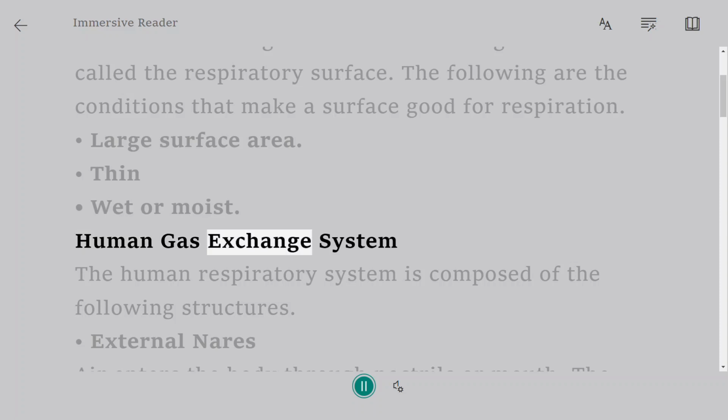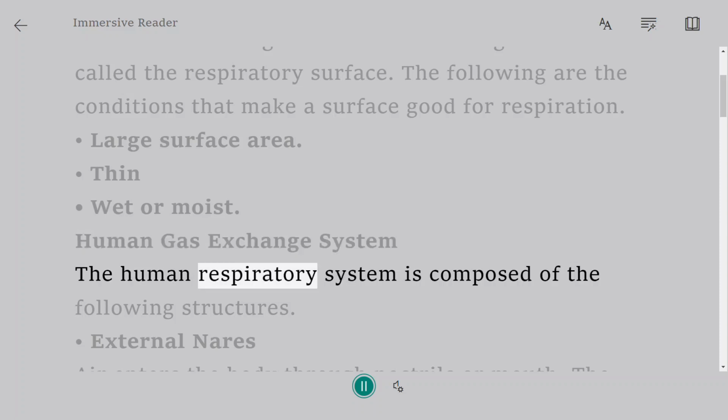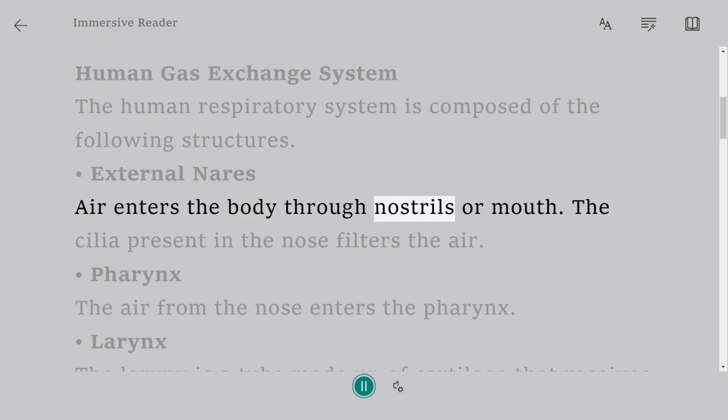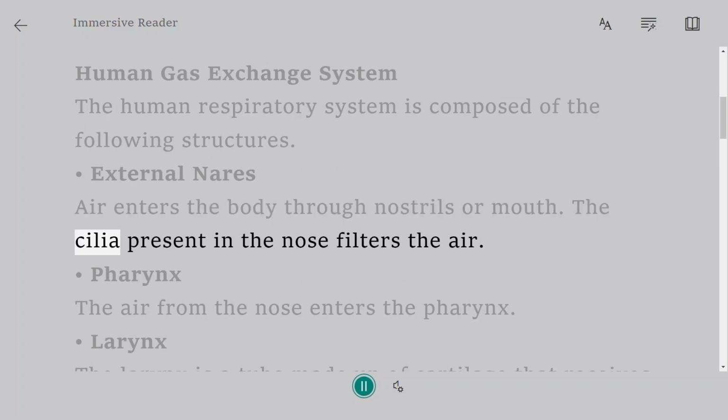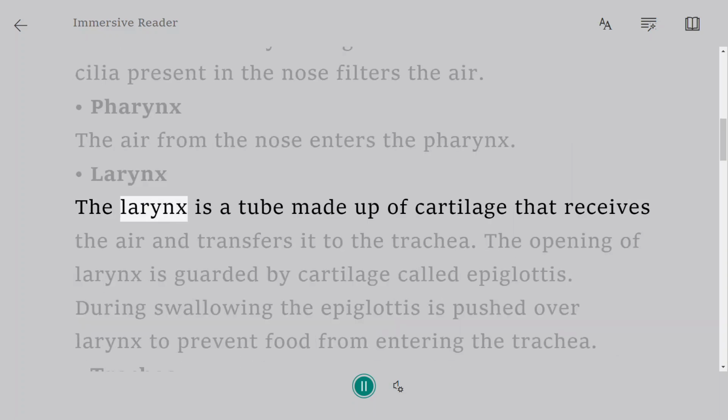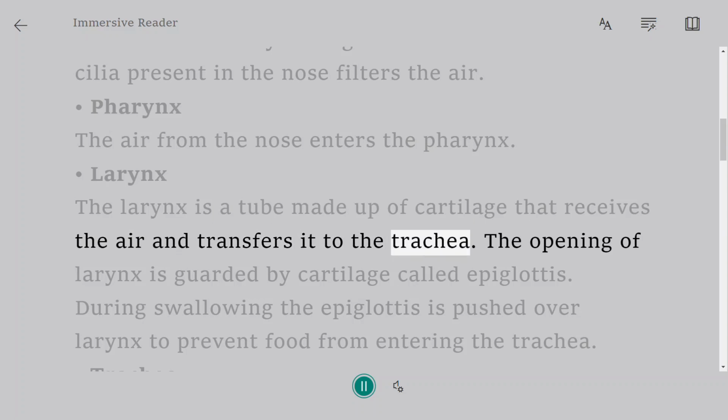Human gas exchange system. The human respiratory system is composed of the following structures. External nares. Air enters the body through nostrils or mouth. The cilia present in the nose filter the air. Pharynx. The air from the nose enters the pharynx. Larynx. The larynx is a tube made up of cartilage that receives the air and transfers it to the trachea.